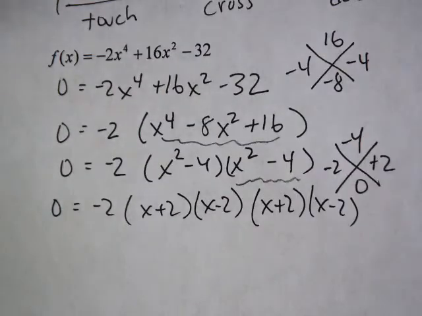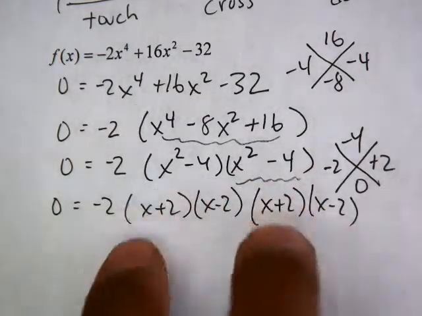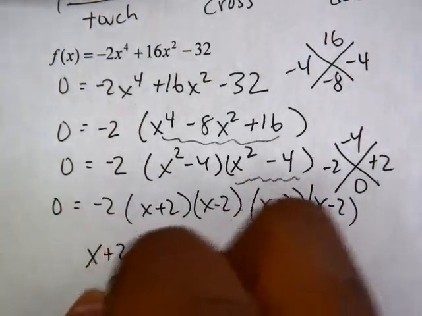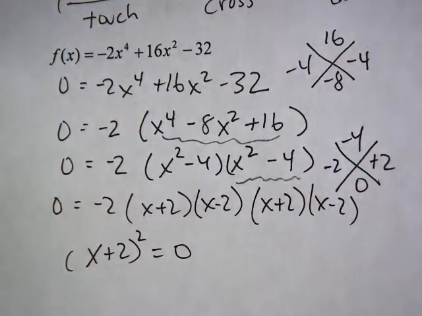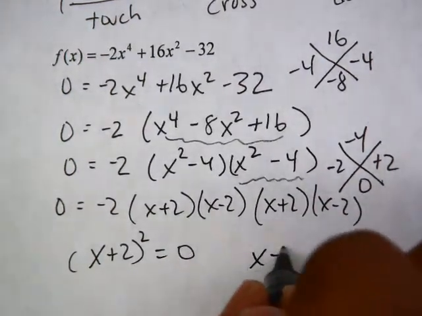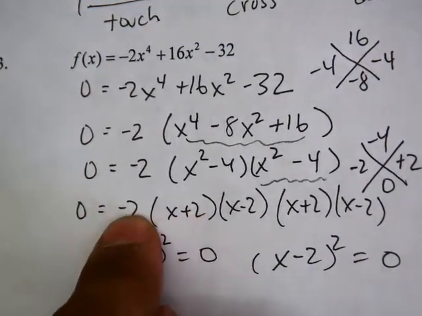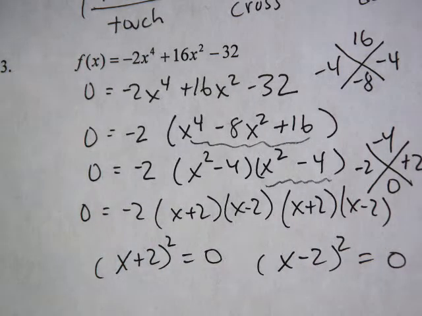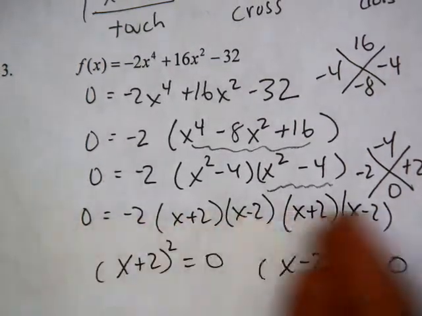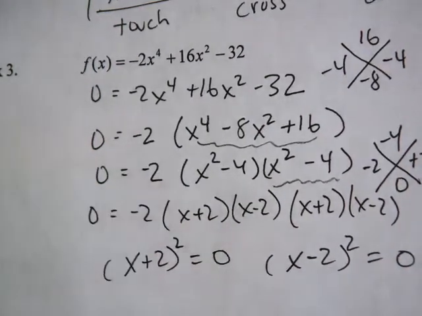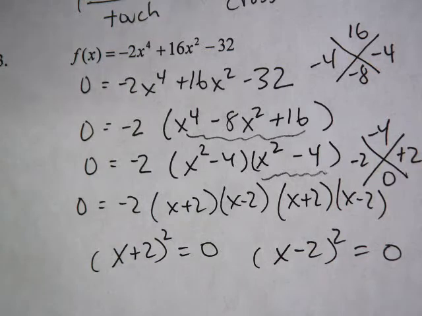So we have to separate all these and set them equal to 0. Notice how there's two x plus 2's and two x minus 2's. I can write that as x plus 2 squared equal to 0, and x minus 2 squared equal to 0. And I don't really do anything with this negative 2 out in front. It's just a number. It doesn't have any variables with it, so I can't really solve anything with it. If you divide both sides by negative 2 to solve, that would just go away. So that number in front doesn't really matter. It doesn't change your roots. It'll affect the graph, but it won't change your roots.